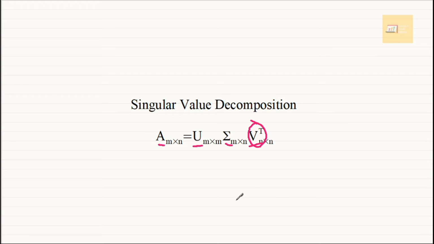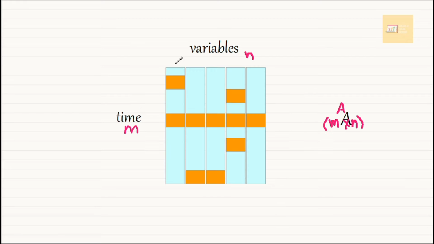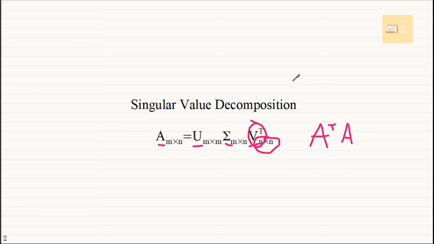Each column of this matrix is an eigenvector of the matrix A transpose times A. And this n by n indicates that the dimension of matrix V transpose is n by n. Now, if we look at this time series dataset, we have 5 variables, so let's pretend that n is 5. Matrix VT might look something like this, where we have 5 rows and 5 columns.